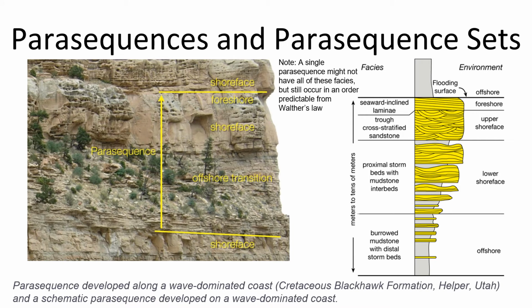I do want to make a note that a single parasequence may not have all of these facies, but it still works in that predictable order from Walther's law. They're still genetically related and conformable.